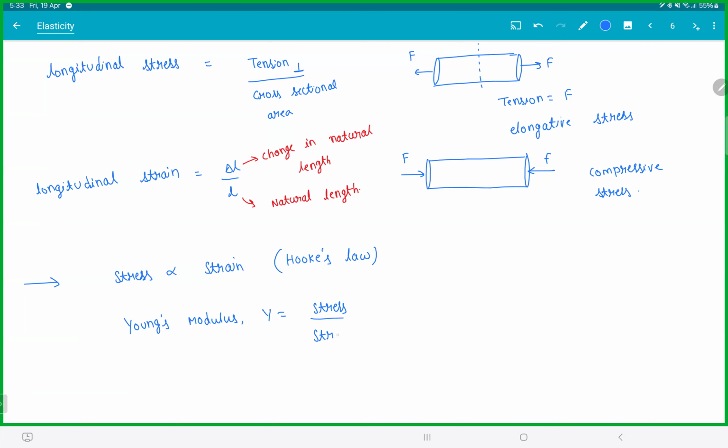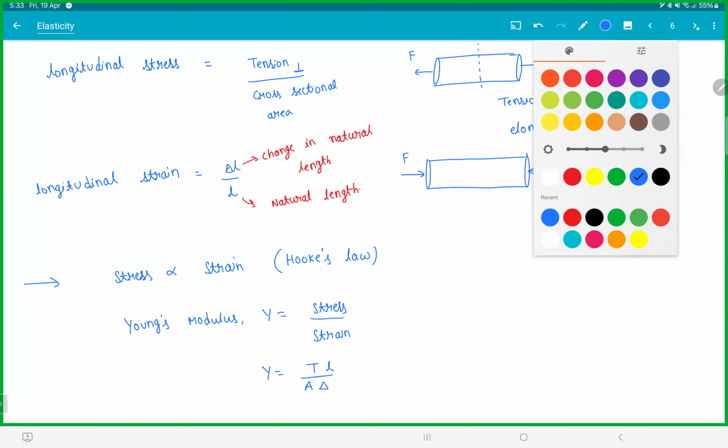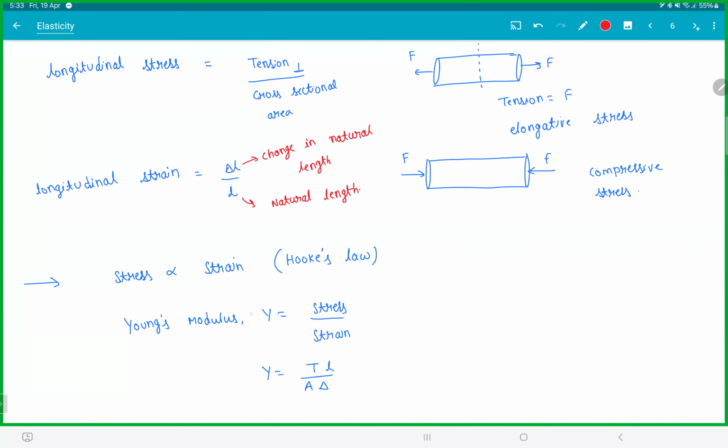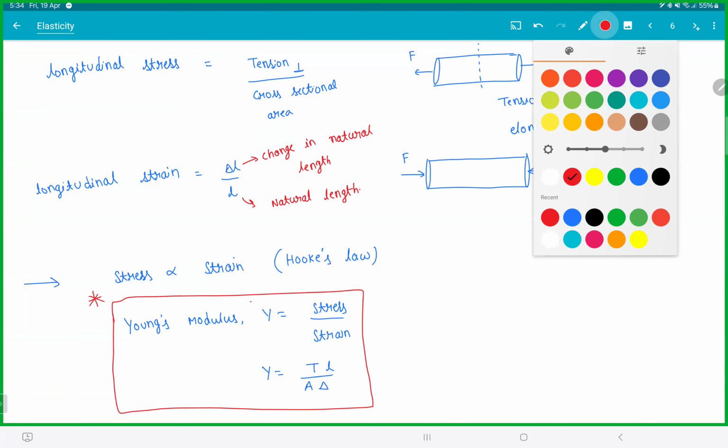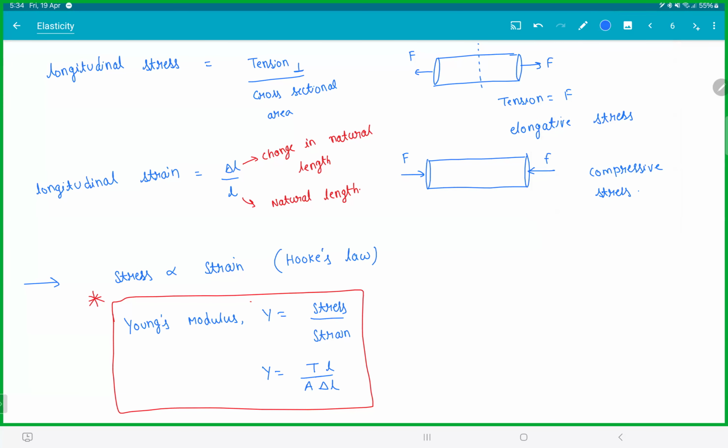Others, keep your cams on. So Y can be written as tension by area, divided by delta L by L. This is the formula which you need to remember. So this is the first mathematical thing here.